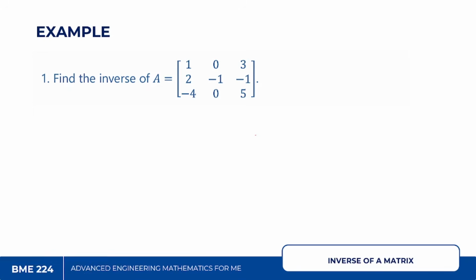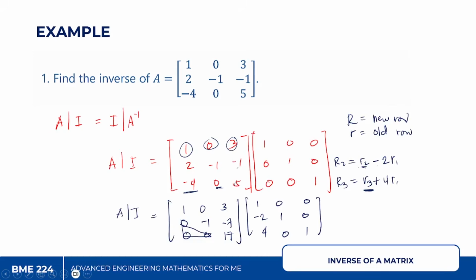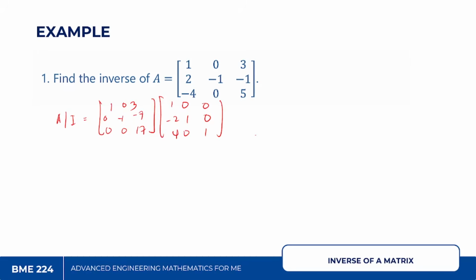Okay? So, that is A, identity. Okay, ano yun? 1, 0, 3, 0, negative 1, negative 7, then 0, 0, 17. And then we have here 1, 0, 0, negative 2, 1, 0, 4, 0, 1. Tama ba? Okay, check natin. Okay, tama naman, no? Okay, iayos natin ito. Okay, we now have our matrix.